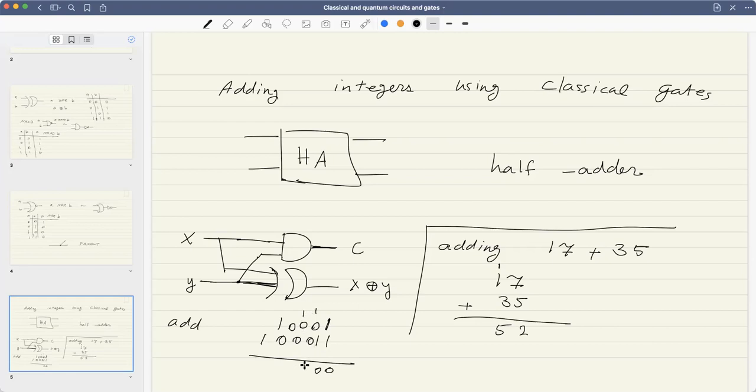Then 1, 0, 0 gives me 1. 0 and 0 gives me 0. 1 and 0 gives me 1. No carryover, and 1. So did it work? This is 32 plus 16 plus 4. So 32 plus 20, 52. Yeah, that works.